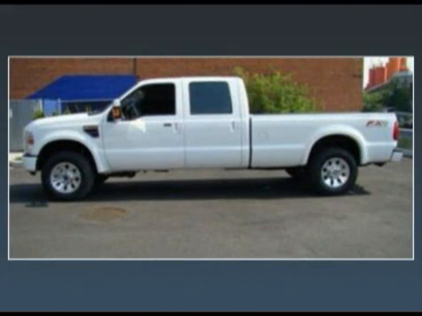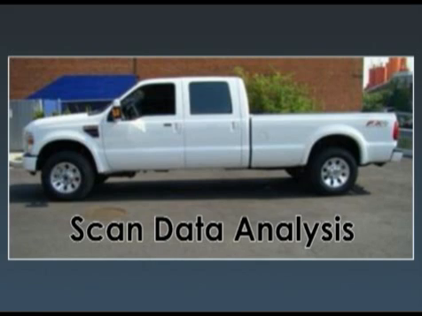Okay, we still got this truck in here. It's got trouble codes and we need to fix it. Jeff gave us an analysis of the scan data. Have you been able to draw any conclusions yet?